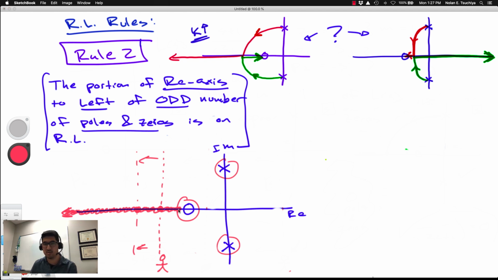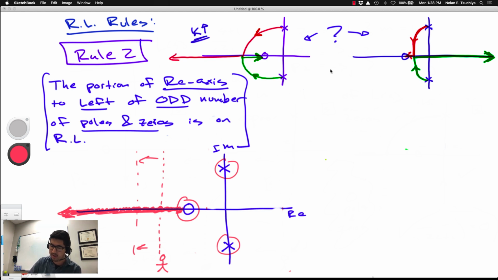That's what Rule 2 tells you, right? Rule 2 tells you what part of the real axis is considered to be part of the root locus plot. So Rule 2 tells us that basically all this shaded region here in red on the real axis should be part of the eventual complete root locus plot.